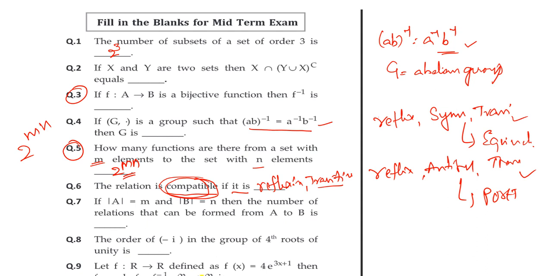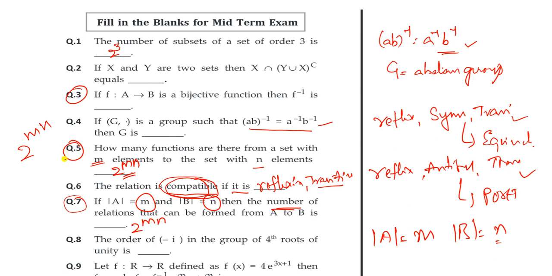Next one, seventh question. Right? Have you understood? We have mod of A equal to how many elements? M elements, and mod of B is equal to how many elements? N elements. The number of relations that can be formed from A to B is, so here A to B, m elements are there, n elements are there. The number of relations means 2 power mn.